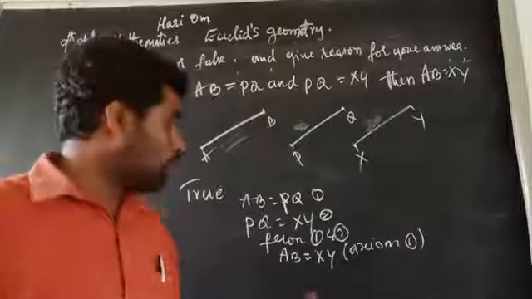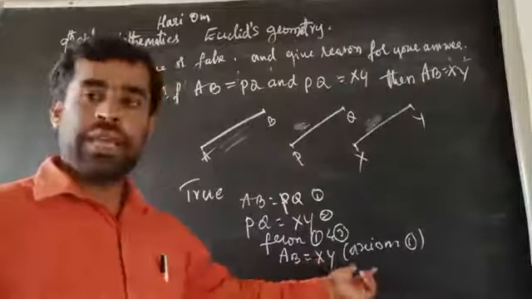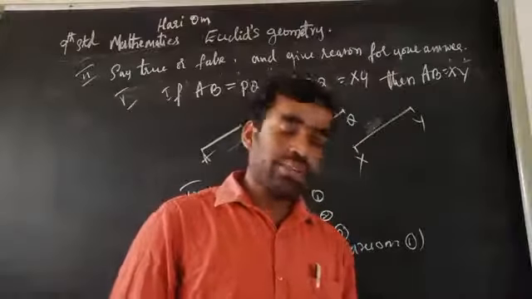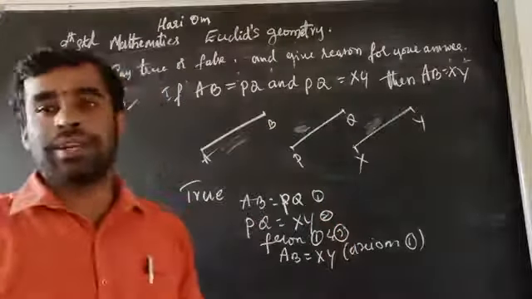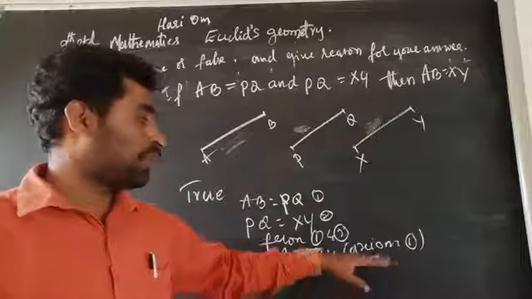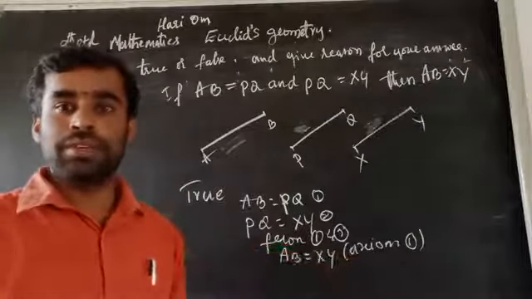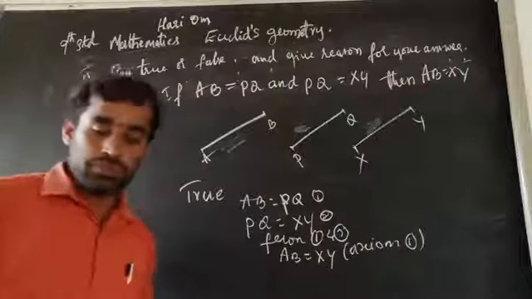Here, dear students, no need to write the full axiom. Just write the reason is axiom 1. So, if you want to write the full axiom, what can you take? The things which are equal to the same things are equal to one another. There's no need to write it, just write axiom 1. Is it clear, students? Take down this one.